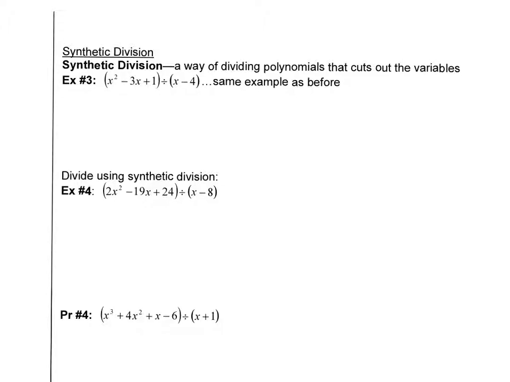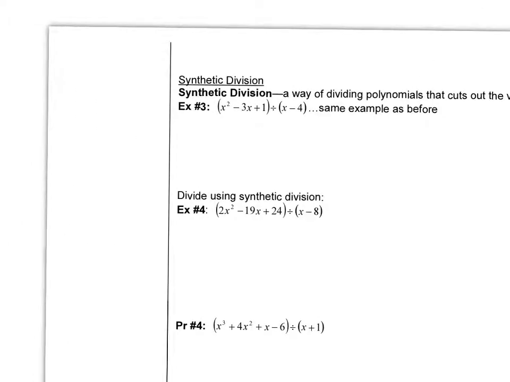Let me show you how we set it up. The first thing we look at is whatever we're dividing by. And we ask this question, what would I plug in here to get this to equal 0? Remember, how would I get my divisor to equal 0? That's what I'm asking. Well, in this situation, if you plugged in a 4, you'd get 0. 4 minus 4 is 0.